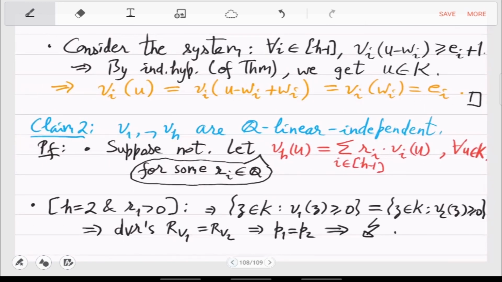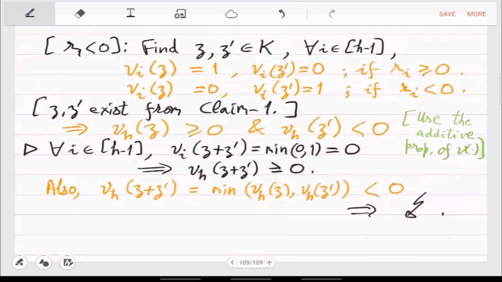For H equal to 2 I have handled positive, and I have handled negative in all the cases, so what remains is, let's say H is equal to 3 and both R1 R2 are positive. Those kind of cases still remain. That's the last case.